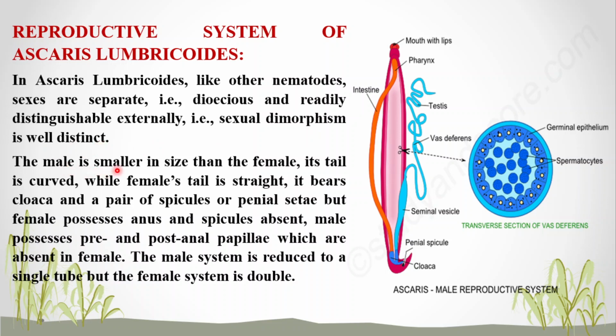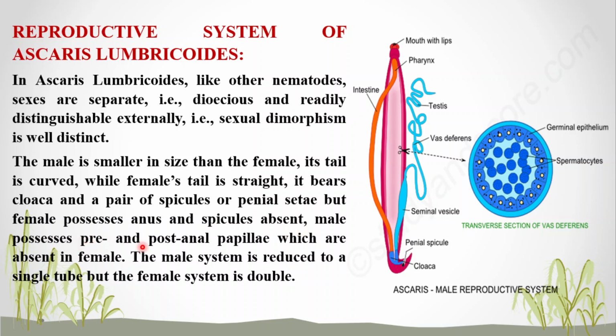The male is smaller in size than the female and its tail is curved. See the male Ascaris here, while the female's tail is straight. It bears a cloaca and a pair of spicules. See here, the blue color structure is the cloaca, and these two spine-like structures are called penial spicules. So, a pair of spicules or penial setae, but the female possesses an anus and spicules are absent.